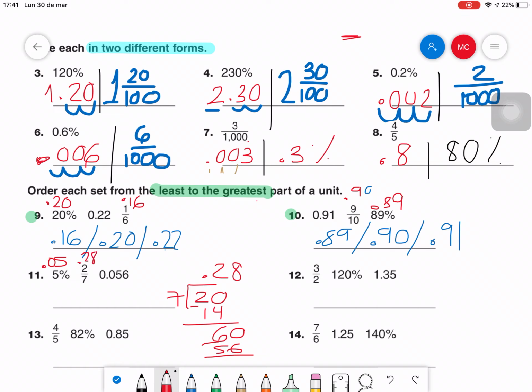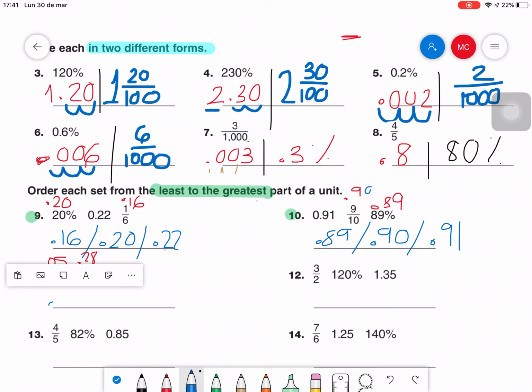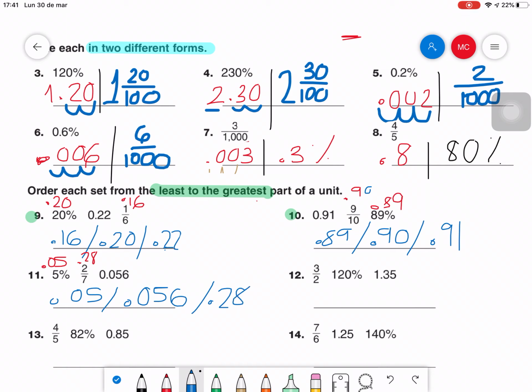And then the other one is already a decimal. So you order them, and the least will be 0.05, then 0.056, and then 0.28, and you are done.